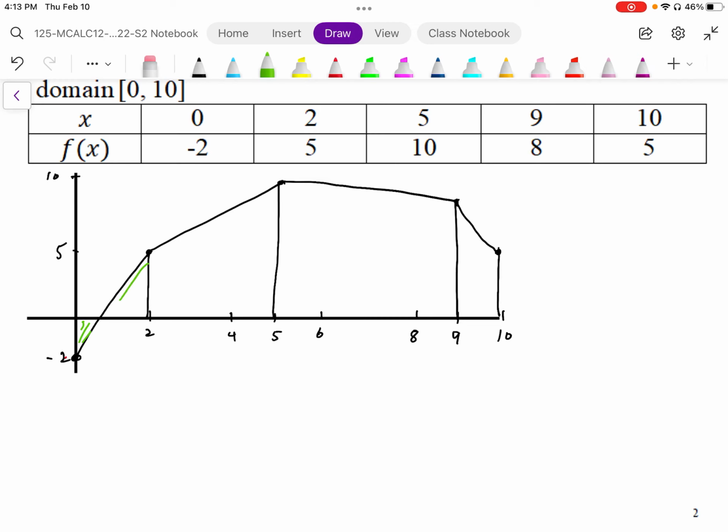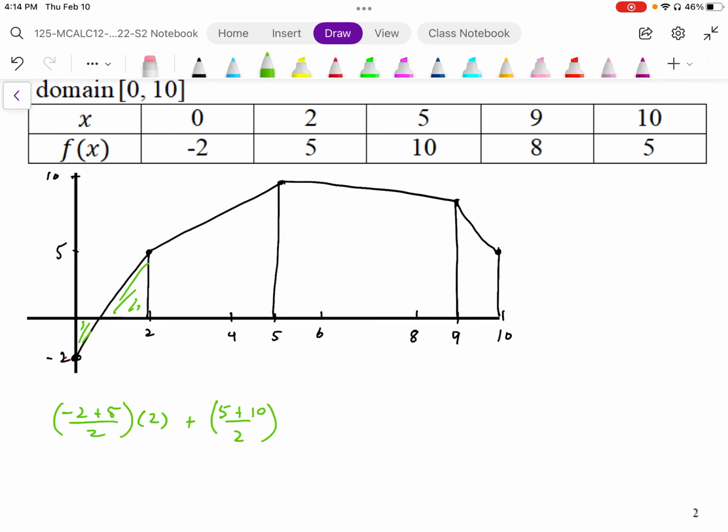So this area in total is going to be -2 plus 5 divided by 2. That's going to give me the average height, and it has an interval of 2. The next interval has an interval of 3. The average height is going to be 5 plus 10 divided by 2. So basically we're taking average height of a rectangle of about 7.5.